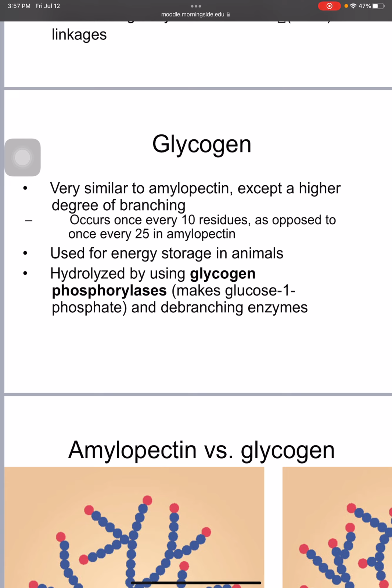The other big difference is where these are found. Starch is plant-based; it's only found in plants, but glycogen is found in animals. Specifically, it's used to store extra glucose in animals. You'll see a high level of it in the liver.